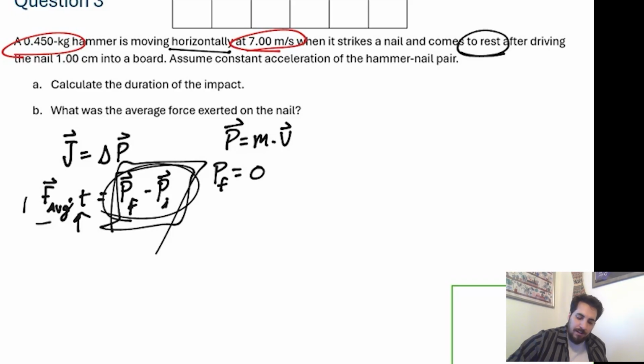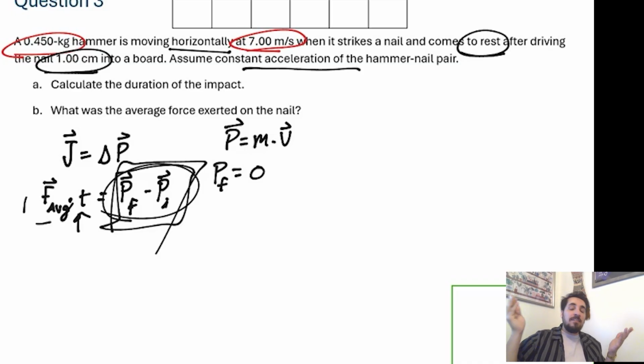I keep at this problem. I see, okay, it drives the nail in 1 centimeter into the board. Oh no, that isn't time, right? That is a distance. Assume constant acceleration. Oh no, we have to deal with acceleration now. This is a disaster, except you know how to do this. This is just using your kinematic equations, right?